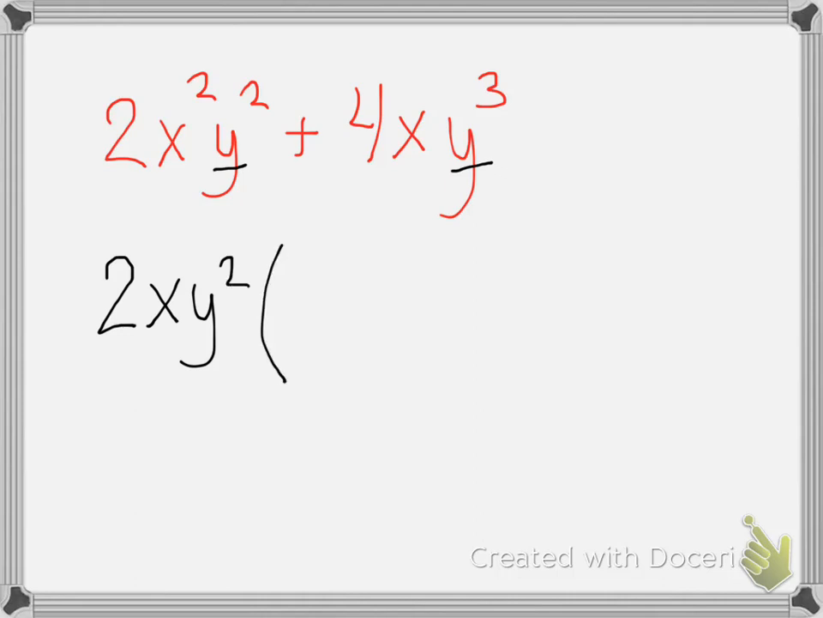I divide the first one by the greatest common factor, 2xy squared, and I get an x. And the second part of the binomial, 4 divided by 2 is 2. The x's cancel, and there's a y left over.